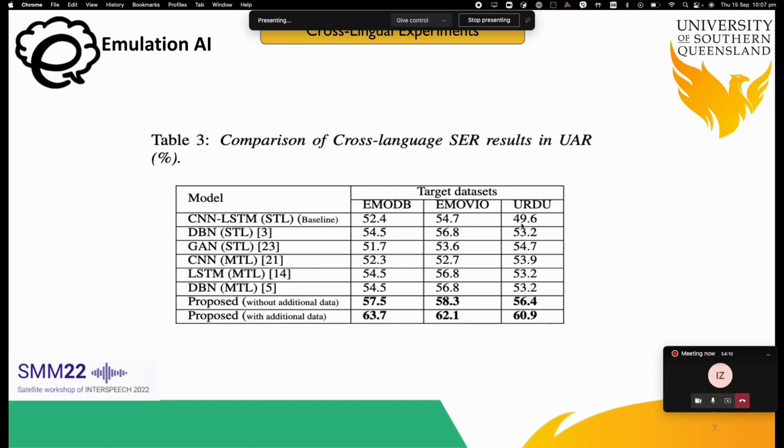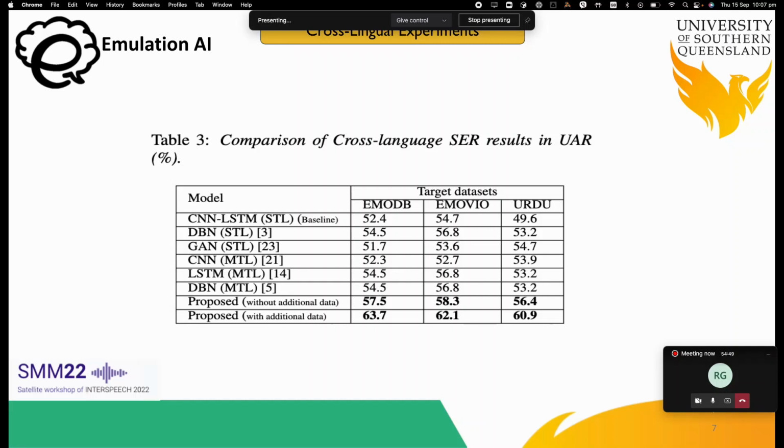And then when we are using the other database, this is for the baseline model, just the CNN LSTM with a single task learning. But when we are going with the multitask learning without additional data, we are not using the domain classifier. Here we are just using the language and emotion classifier, because we don't have additional data, so we cannot classify the domain.